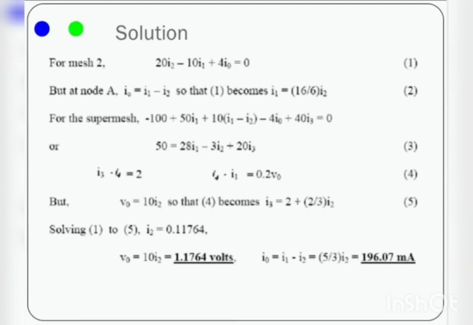Then I3 minus I4 is equal to 2. I4 minus I1 is equal to 0.2 volts. But V0 is equal to 10 I2, so that equation becomes I3 is equal to 2 plus 3 by 2 I2. By solving equations 1 and 2, I3 is equal to 0.11764. Then we can find I0 is equal to 1996.7.